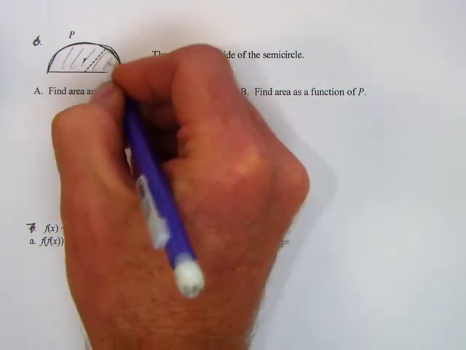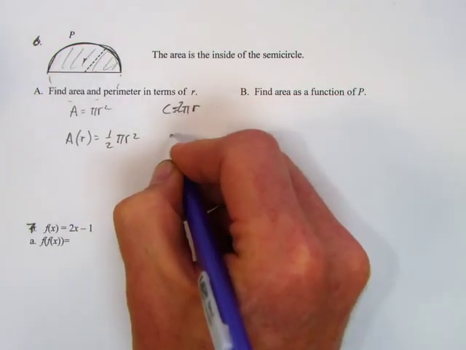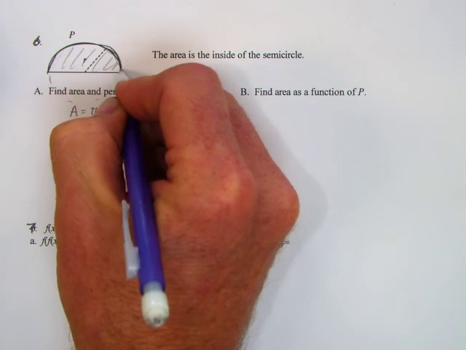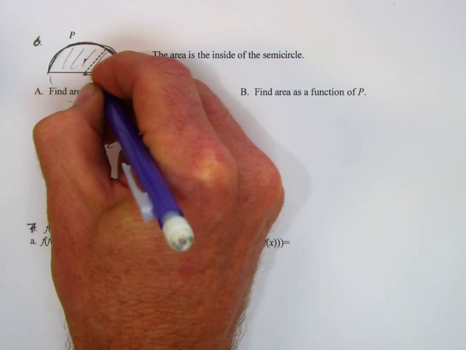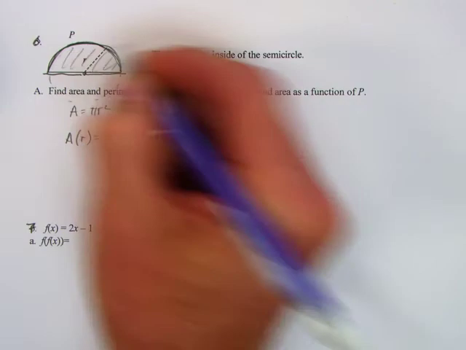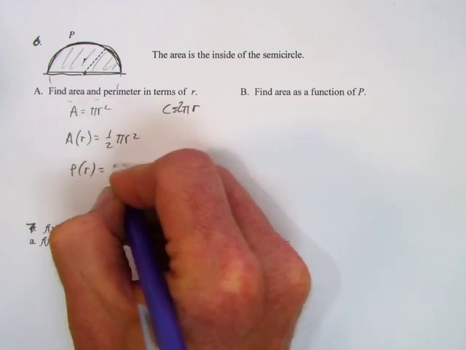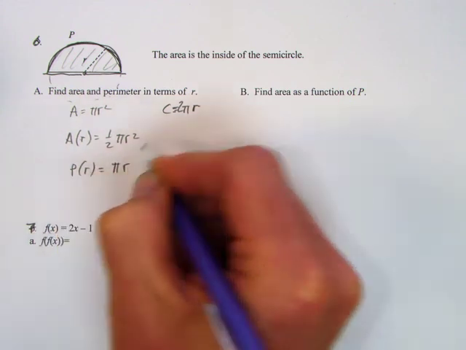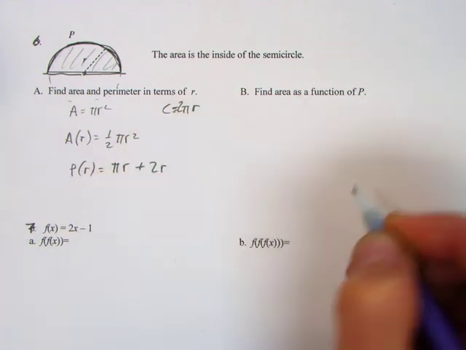But do we want all of that? No, we only want 1/2 of it here. So we're going to have just 1/2. And will this make up the entire perimeter? Not exactly. We also need to take into account this bottom piece. So we'll have the perimeter in terms of r will be just pi r, because it's 1/2 of 2 pi r, plus 2 radii.